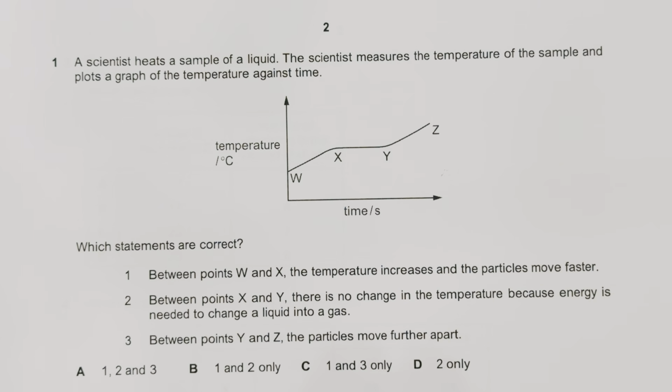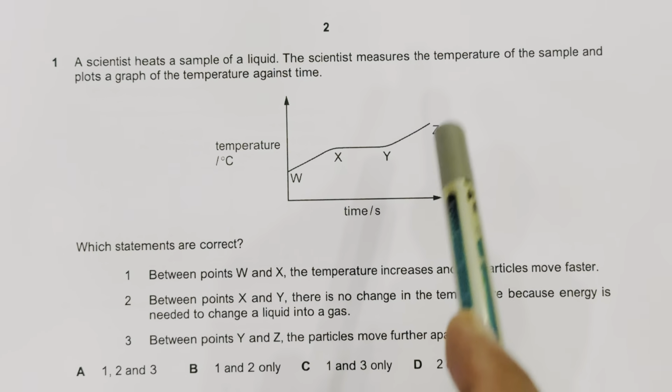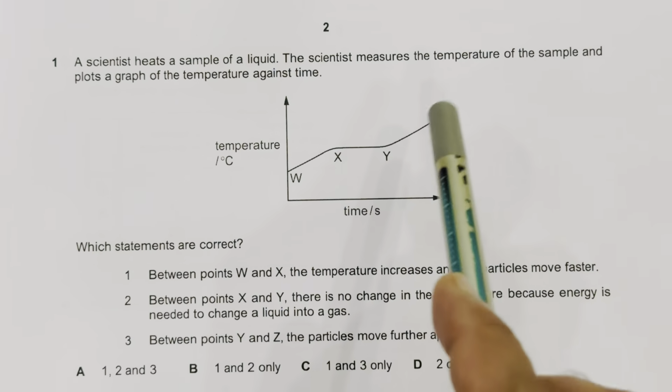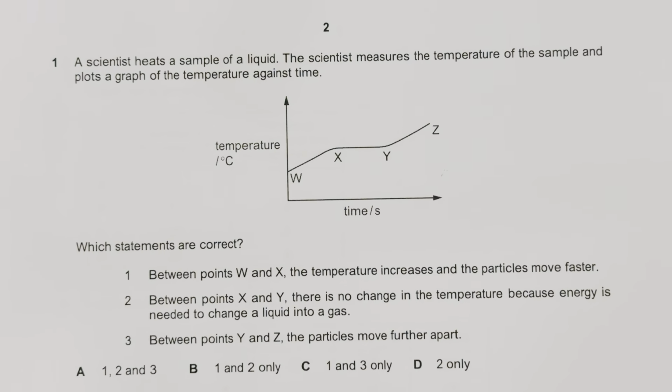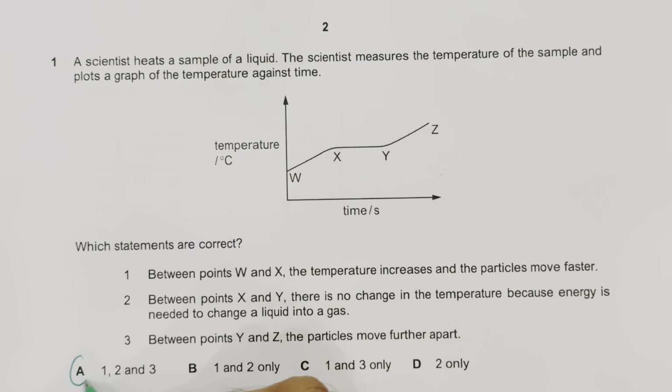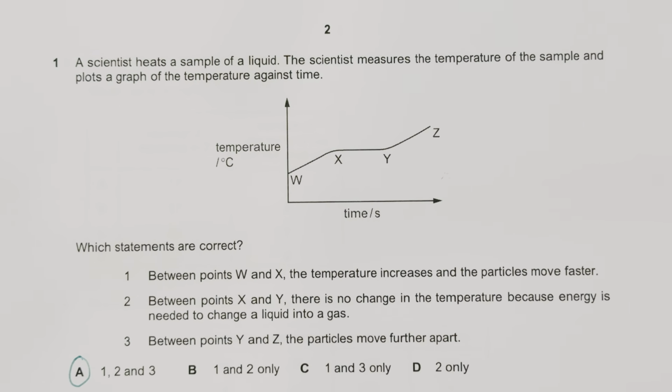Between X and Y, there is no change in the temperature. Yes, we can see there is no change in the temperature because energy is needed to change a liquid into a gas. Yes, when the substance is changing its state, its temperature doesn't rise or drop. Part 3. Between point Y and Z, we can see that the particles move further apart. Yes, the distance is increasing. It is changing from liquid to gas. So options 1, 2, 3 are correct. So option A is the right answer for this question.